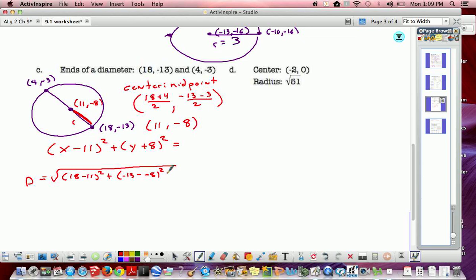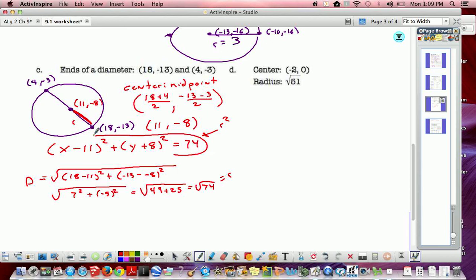So now, if I watch my math here, I get 7 squared plus, that's going to be -5 squared. So I get the square root of 49 plus 25, which is equal to the square root of 74. So now remember that this is r. This value right here is r squared. So if I square the square root of 74, I just get the number 74 for my actual equation.